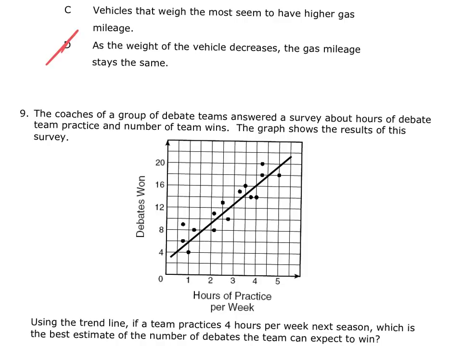So we said on the previous slide, as the weight increases, the gas mileage decreases. So they're going in opposite directions. This one is the same direction, the vehicles that weigh the most have higher gas mileage. This is opposite directions, the vehicles that weigh the least have higher. So if as the weight increases, the mileage decreases, we could also say as weight decreases, mileage increases. We just need these to go in opposite directions. So that would be letter B.